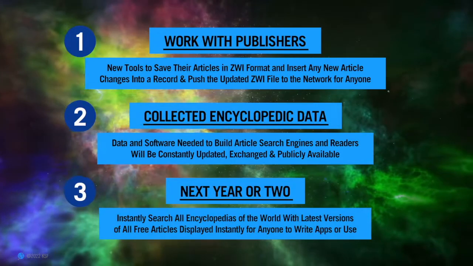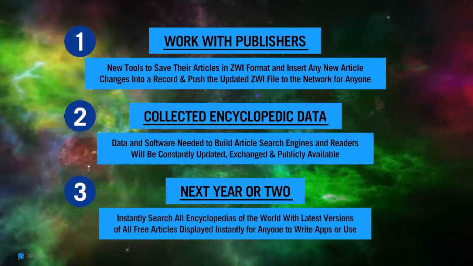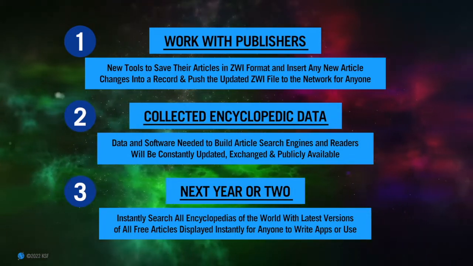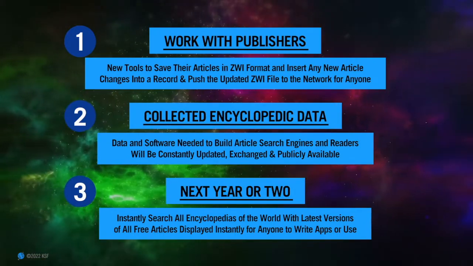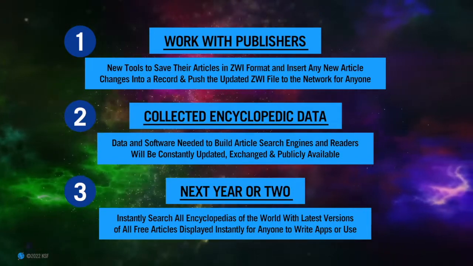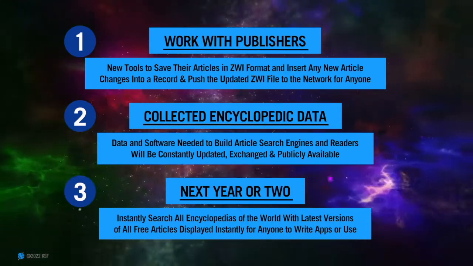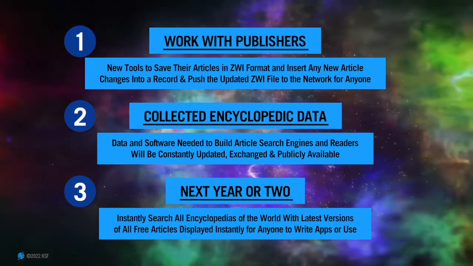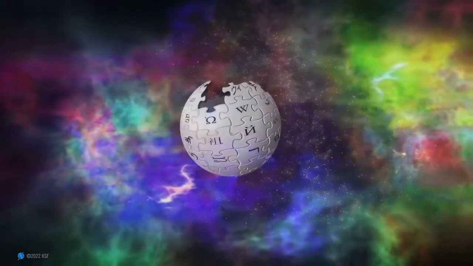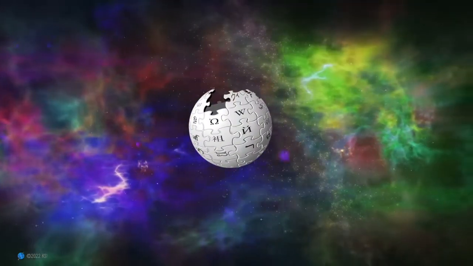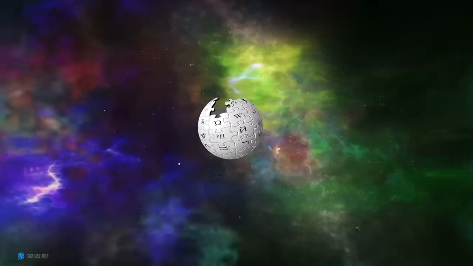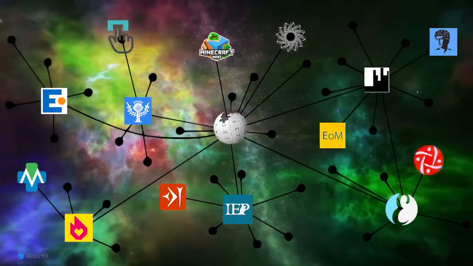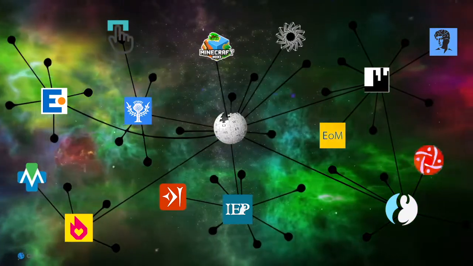Within the next year or two, you'll be able to instantly search through all the English encyclopedias in the world, with other languages soon to follow. The latest versions of all the free articles and the latest metadata about paywalled articles will be displayed instantly. Anyone will be able to write apps based on this data. The world will not be limited to using Wikipedia as their only encyclopedic source. We will have a giant network of encyclopedias, all linked by a common data standard.